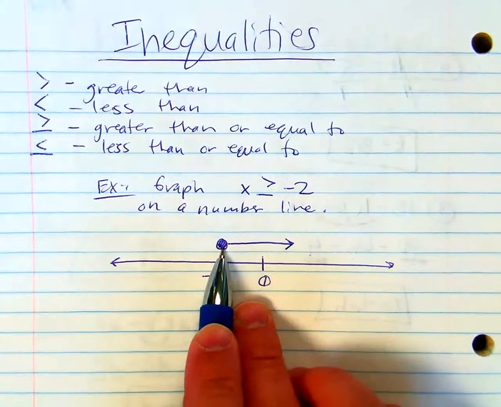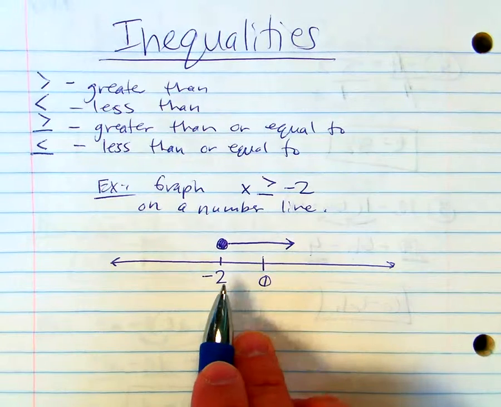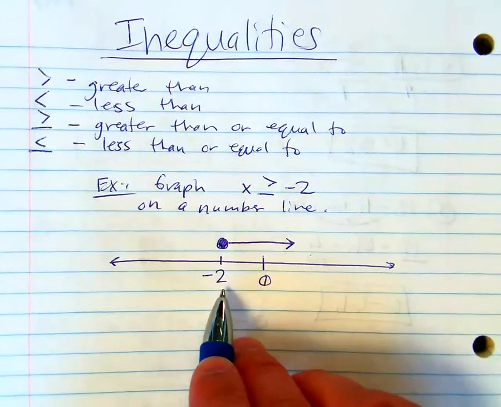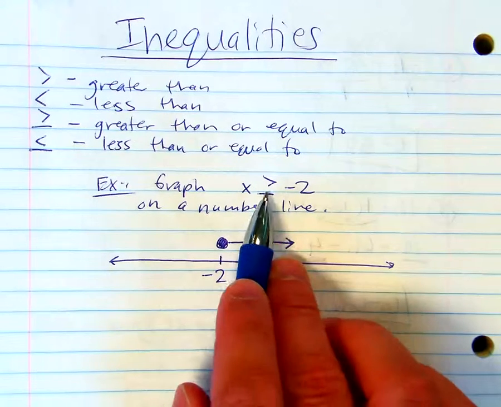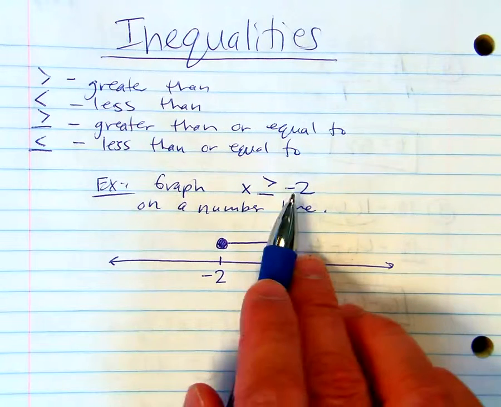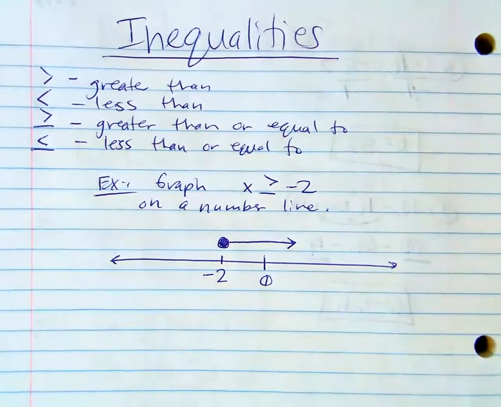I also filled the circle in, which means -2 is a solution. Filling it in means that number is a solution. If I plugged in -2, is -2 greater than or equal to -2? Yeah, it's not greater, but it is equal to. That's why we have the word or there, greater than or equal to.